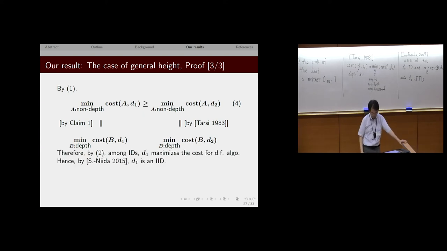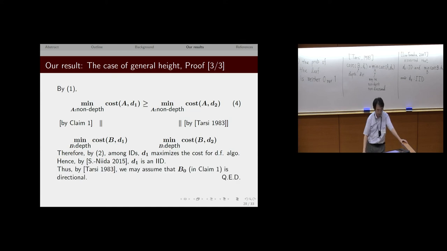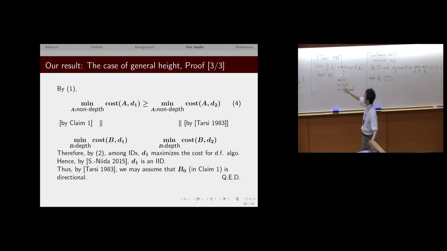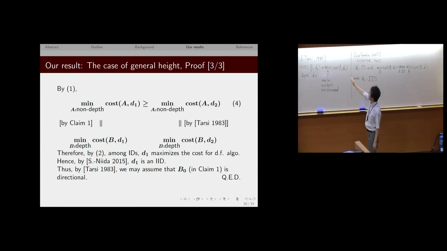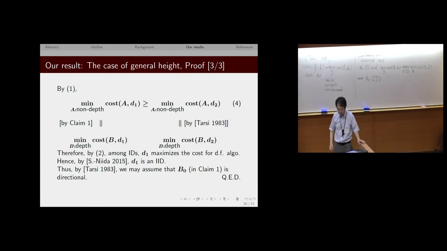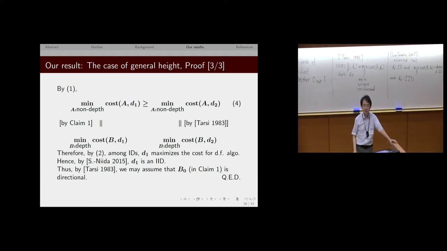So by the result of Suzuki-Nida, D1 is an IID. And then D1 is an IID satisfying this property. So by the result of Tarsi, we may assume that B0 is directional. And then the main theorem is proved.